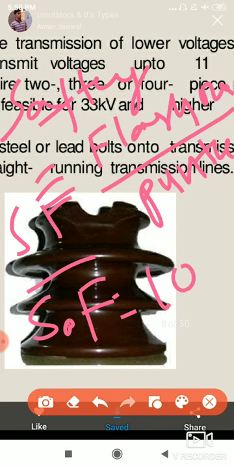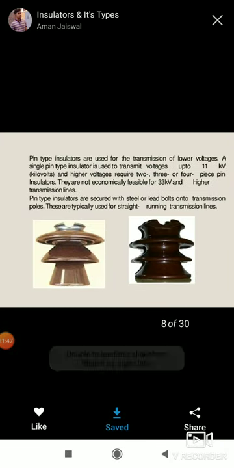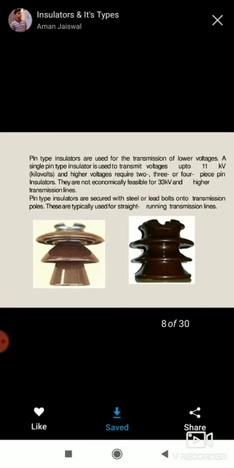The safety factor we just treated as 10. So that is about a pin type insulator. I hope you clearly understand what a pin type insulator is. Let me discuss one more time. So what is a pin type insulator?